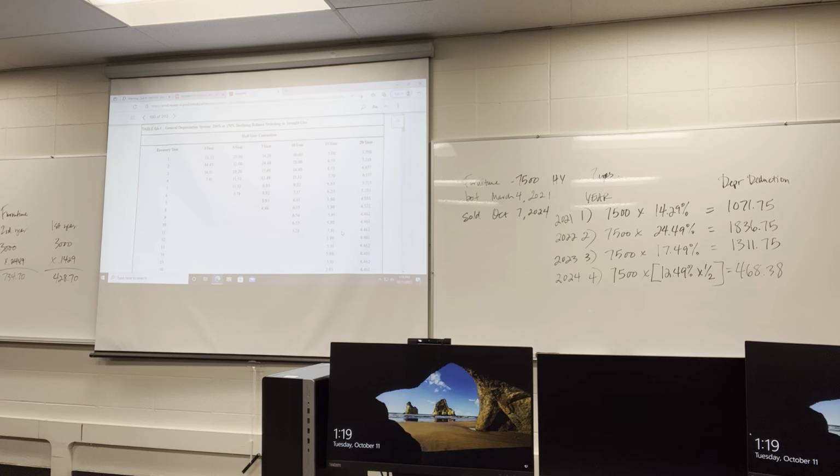Again, this is for the year of disposal. If we hadn't disposed of it that year, then we would multiply by 12.49%. We would keep depreciating it for the whole year.